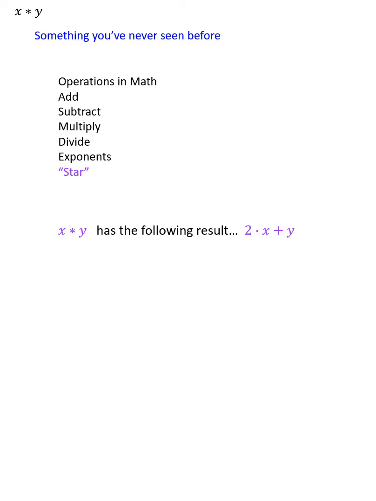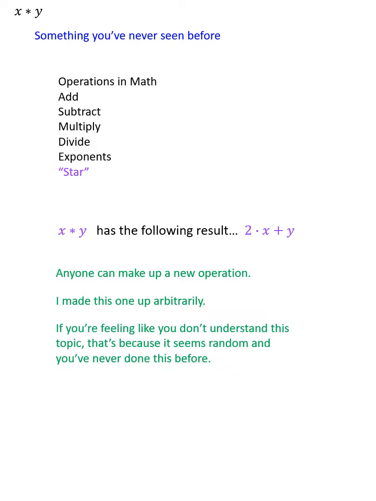Now I'm done explaining what the star operation means. Here are a few things to keep in mind. First of all, anyone could make up a new operation. You could do the same. Mathematicians, including you, have the power to just make up any rules they want. I made this one up kind of arbitrarily.